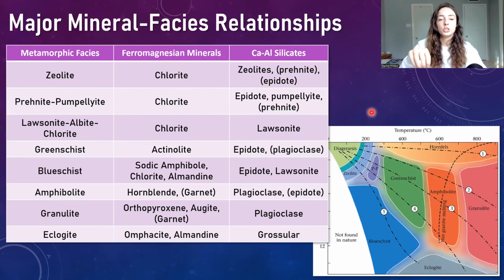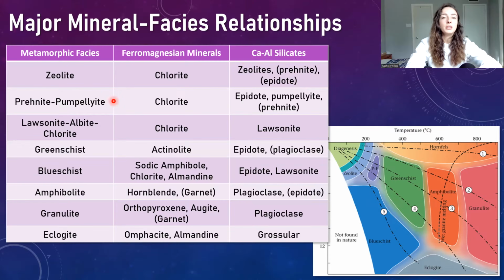And for the next few slides, I just want to finish up by kind of summarizing what we've talked about in terms of different minerals that show up in different facies. For this one, basically we have ferromagnesian minerals and calcium aluminum silicates that show up at various different facies. And so I'm just going to go through and basically facies by facies say which minerals are common in those facies. And so zeolite facies, the very low temp and pressure facies, the very first one after diagenesis basically, can have its ferromagnesium content tied up in chlorite and its calcium aluminum silicate content tied up in zeolites and potentially prehnite and epidote.